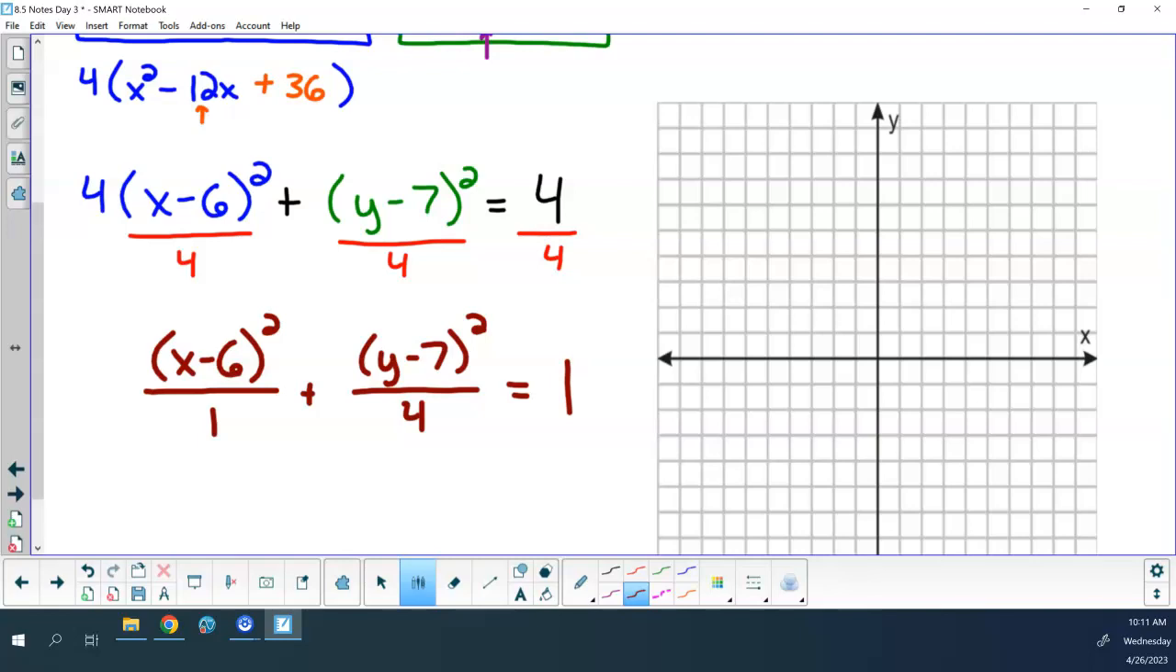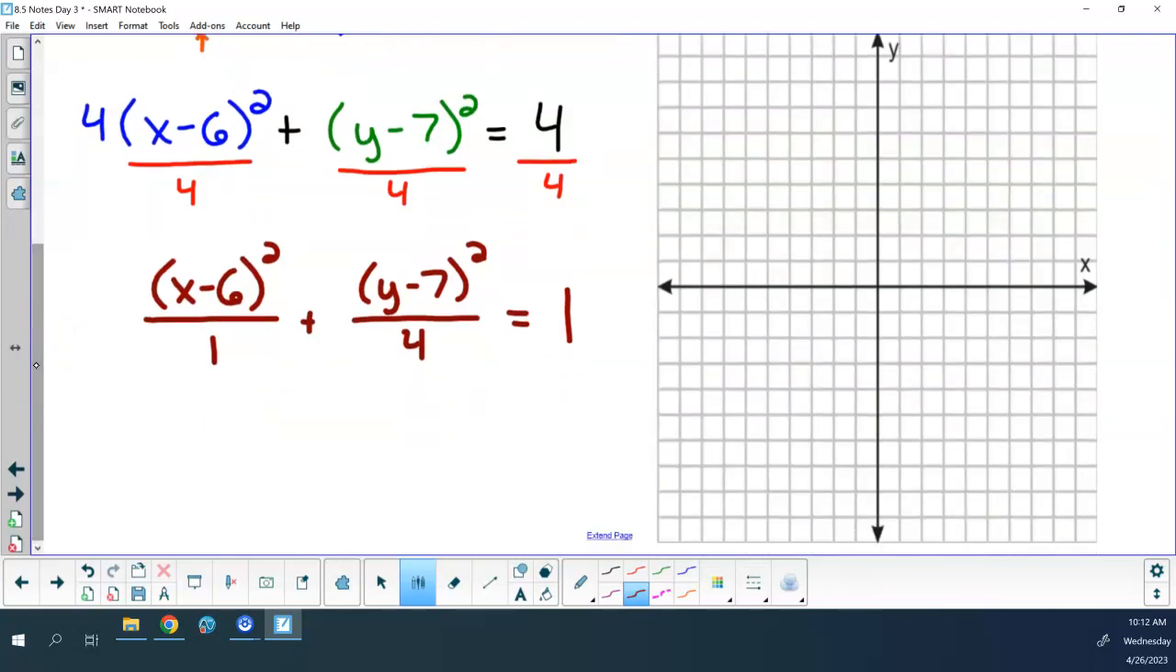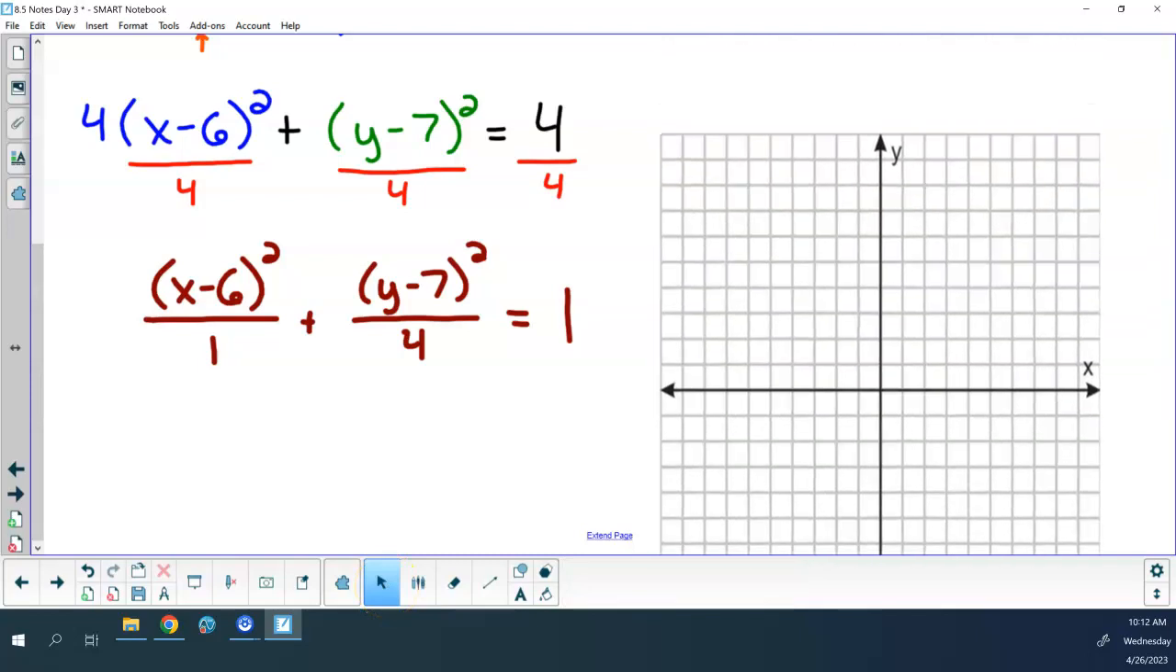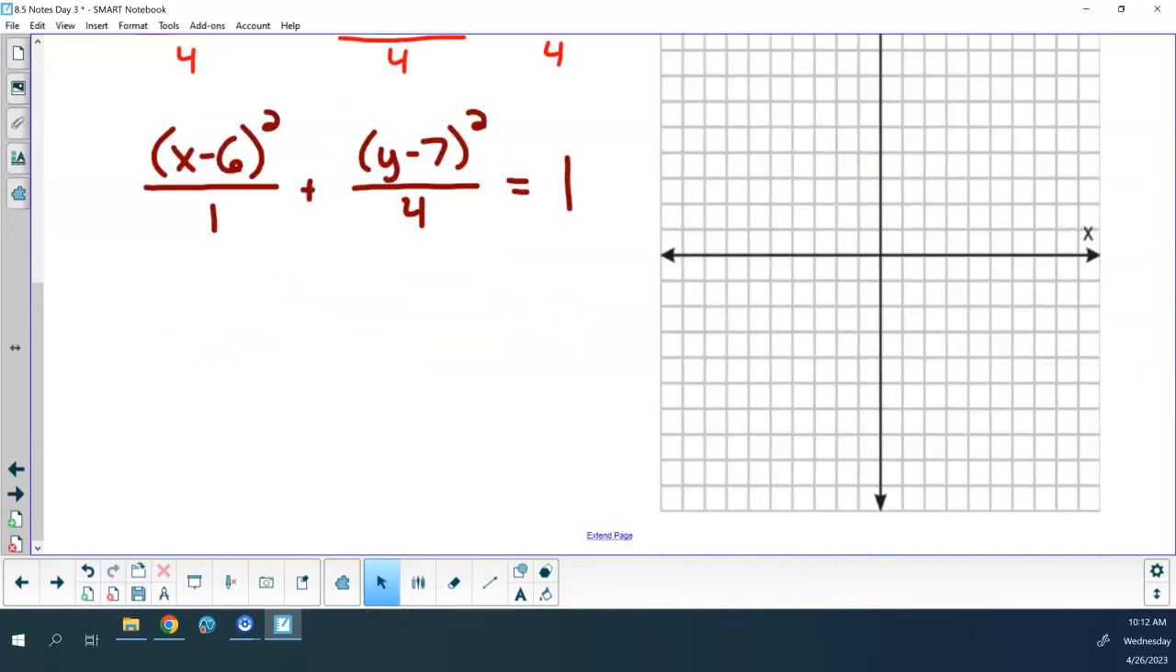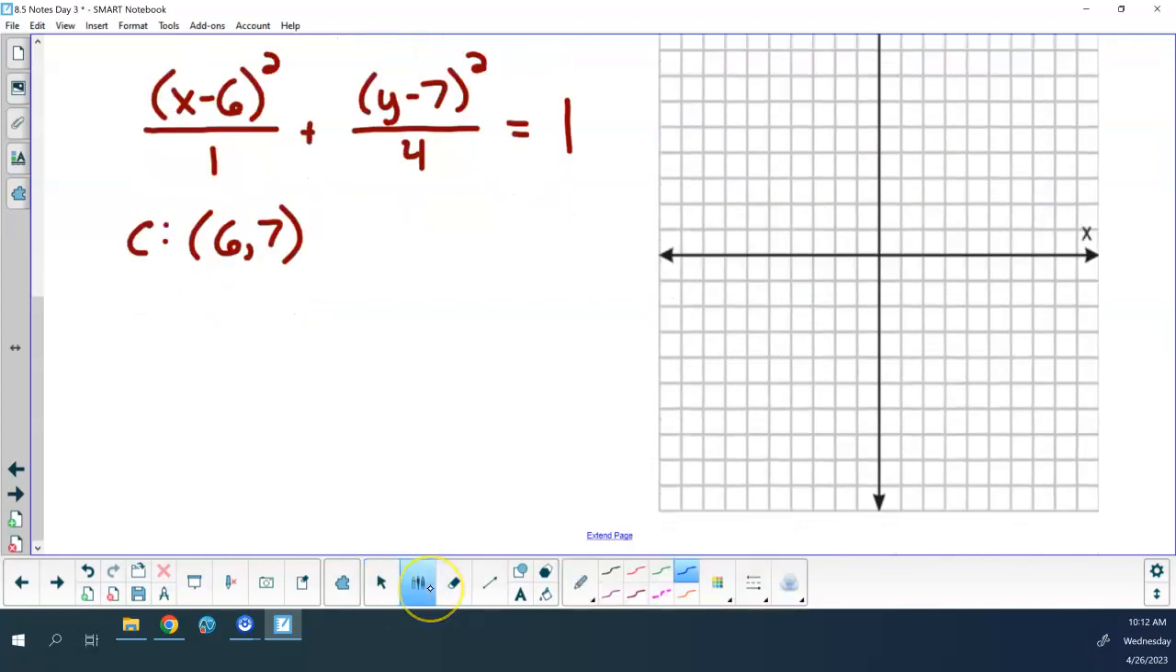Okay? Now, what can you tell me about this ellipse? What can you tell me? The center is at 6, 7. I would agree that the center of this ellipse is at 6, 7. 2, 4, actually let me move this down a little bit here first. 2, 4, 6, 2, 4, 6, 7.